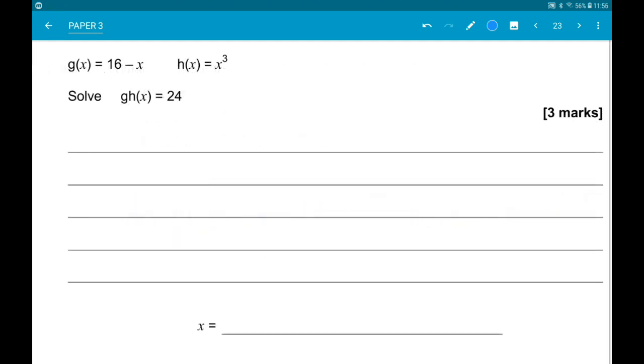Okay, number 26, we have functions again. So my functions playlists are down below, one explaining them and another full of exam questions. So here, g of x is 16 minus x, h of x is x cubed. Solve g h of x is equal to 24. So we need to find g h of x. So that means g of h of x. So that's going to be 16 minus x cubed.